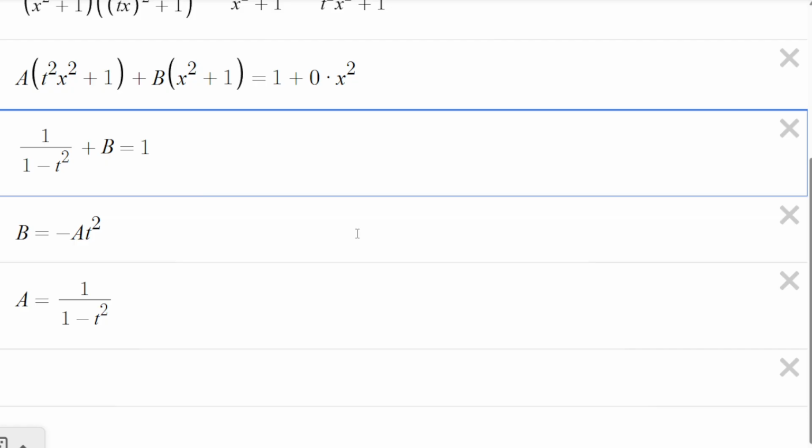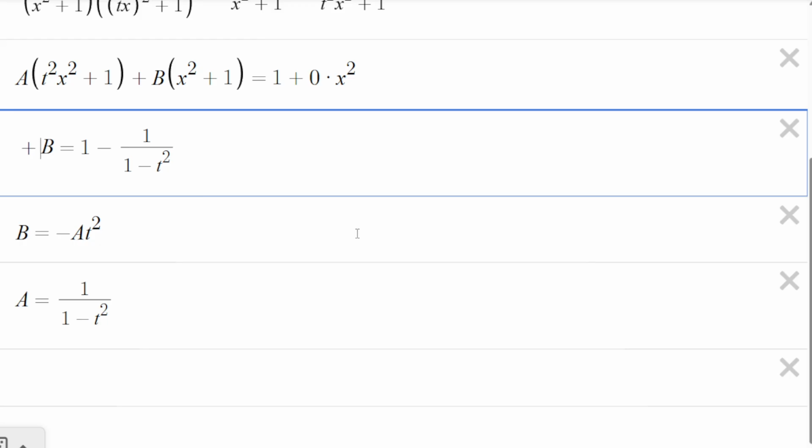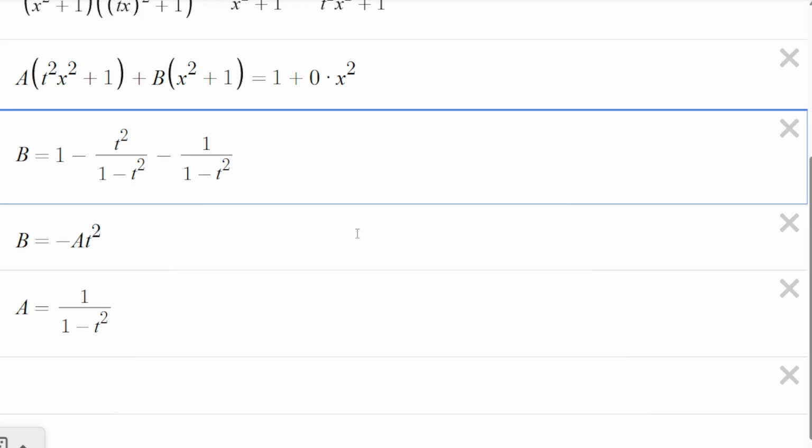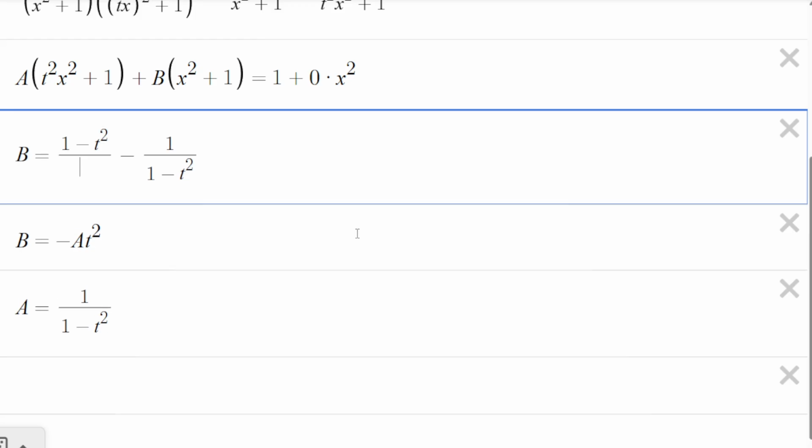And then let's just write b. Let's just take this over to the other side, minus this. Okay. And then let's make this 1 a 1 minus t squared over 1 minus t squared. Sorry. 1 minus t squared over 1 minus t squared. And then we just have a minus 1.